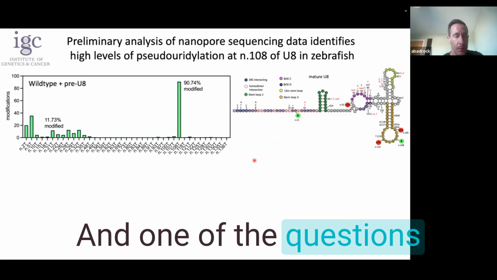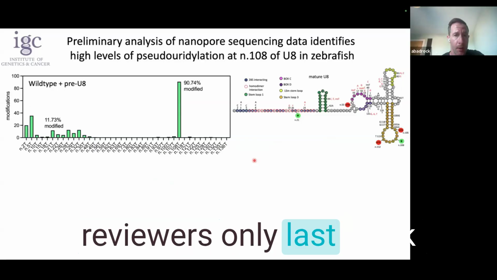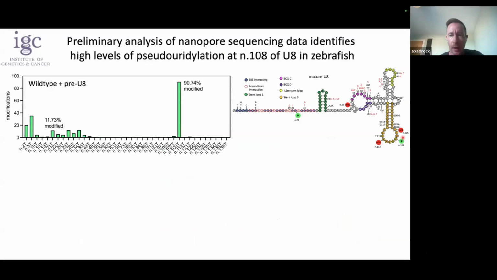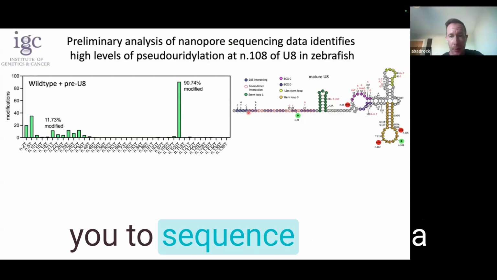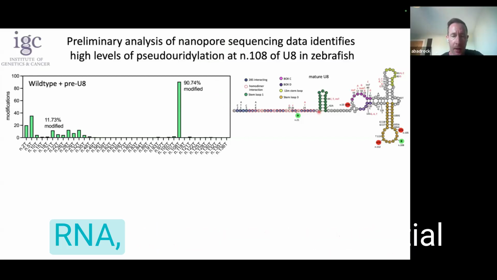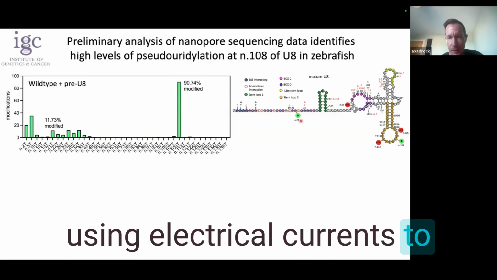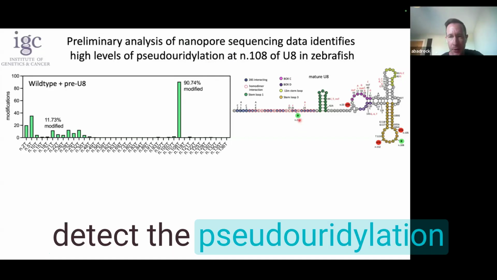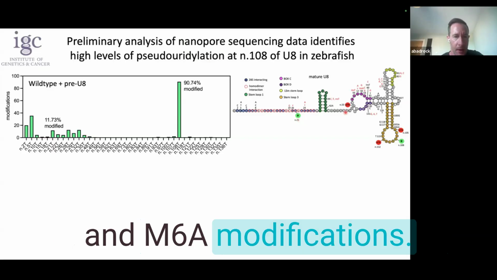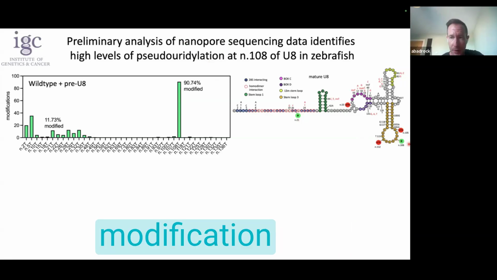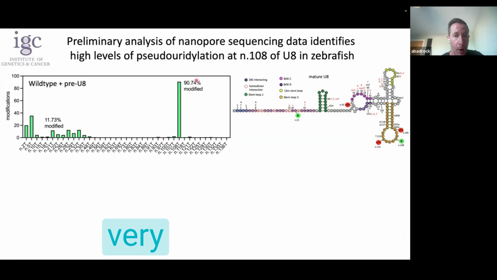And one of the questions we actually had from reviewers only last week was, you don't know that these modifications are happening in a zebrafish. And so we used a technique called nanopore. And what that does is it just allows you to sequence RNA directly, and it has the potential, using electrical currents, to detect these pseudouridylation and m6A modifications. The first thing we saw was that this modification at 108 is very highly detected.